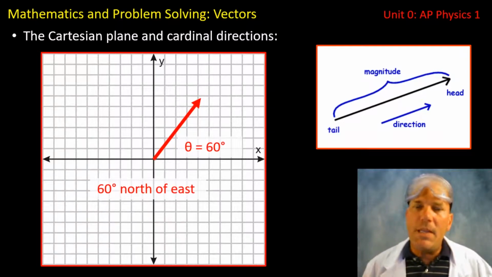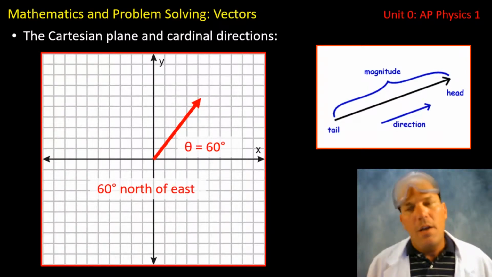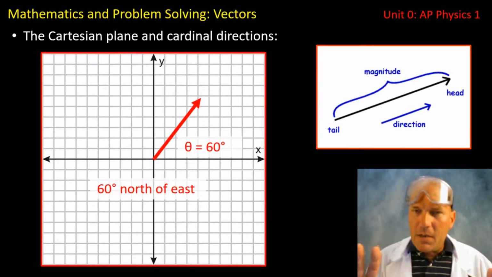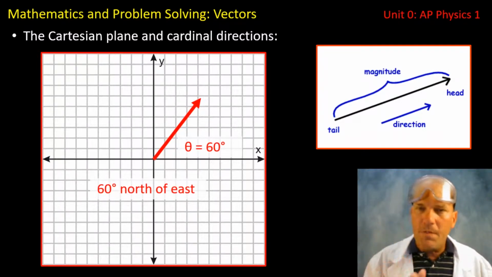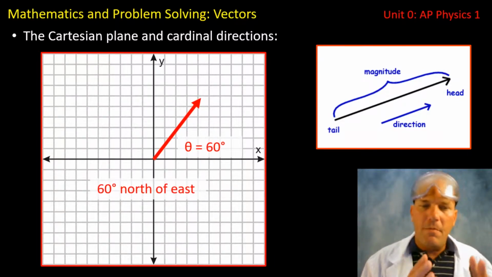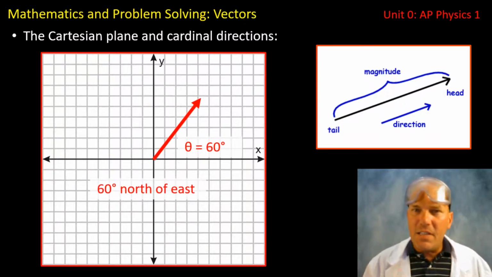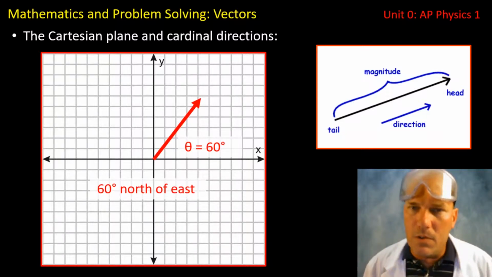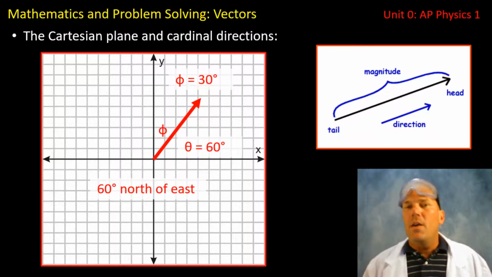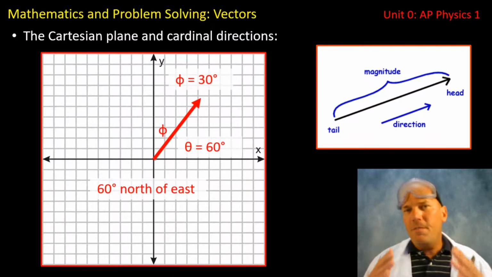Now you might be thinking, this is northeast. Technically, northeast in itself implies a 45-degree angle. So anything different than 45, we have to describe it as such in terms of the cardinal directions. What about this angle, phi?